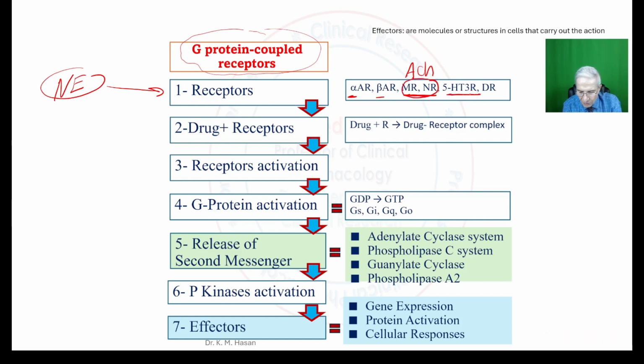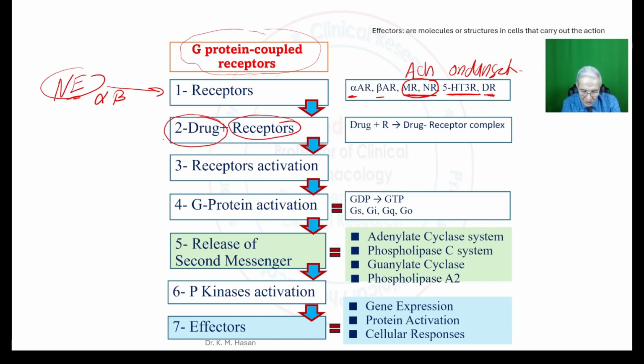We have some medications such as ondansetron, for example. Ondansetron acts on the serotonin receptor. We have dopamine receptor for antipsychotics. So we have a list of medications working on these receptors. Example here, norepinephrine stimulates alpha and beta receptor. So the norepinephrine, as an endogenous substance or as a drug, binds to the receptor.